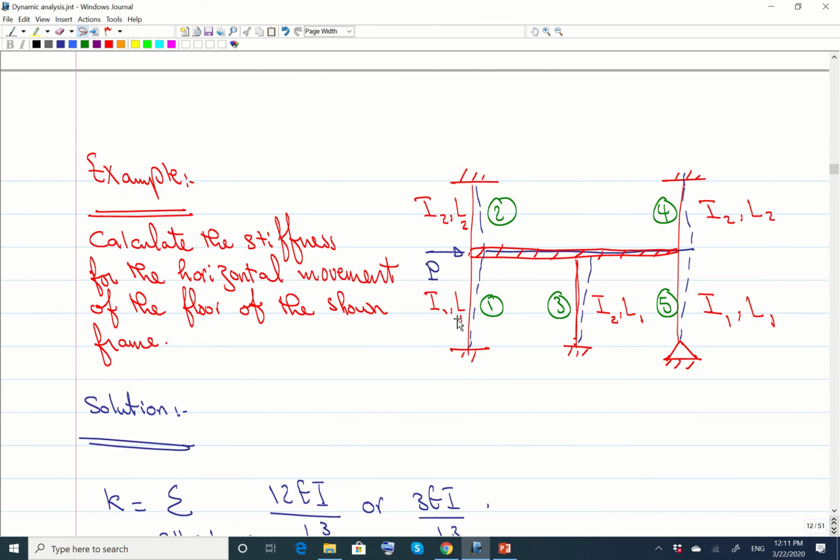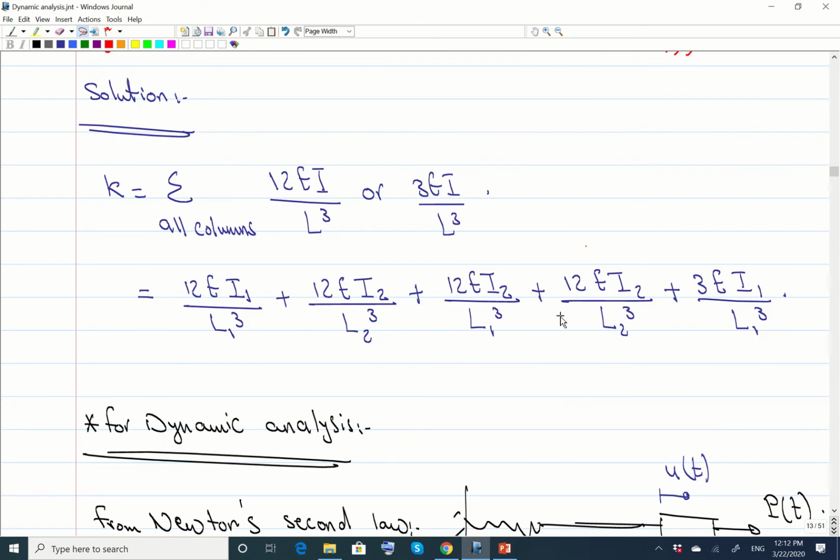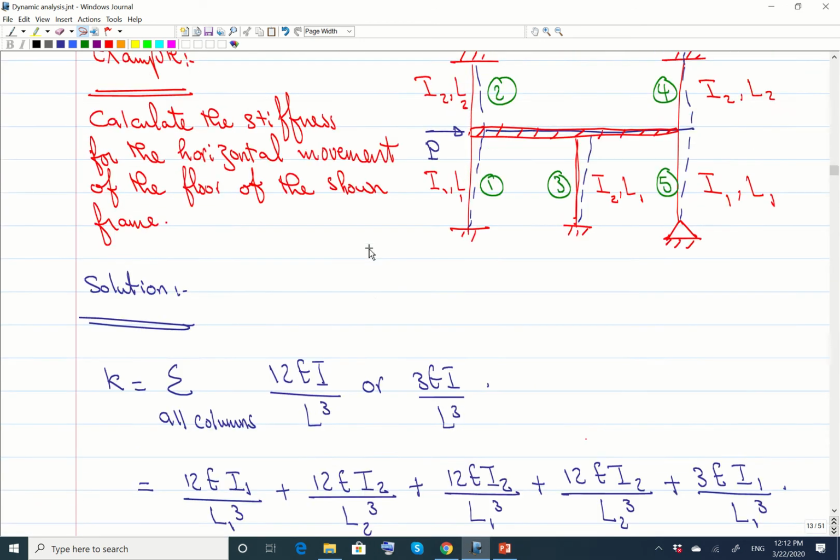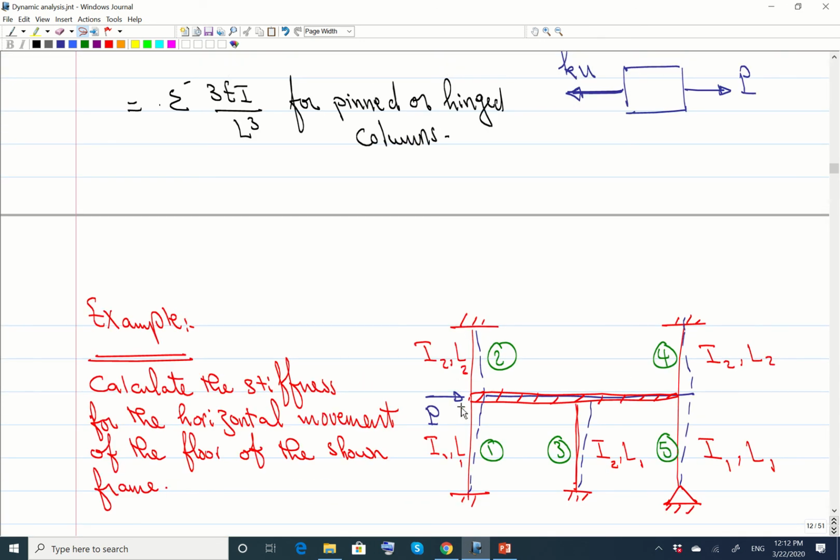For example, column 1 you have EI1, L1. For column 2 you have EI2 and L2. For column 3 you have EI2 and L1, and so on. So you just sum up those values and you find the stiffness for the drift due to a horizontal load that might come from an earthquake.